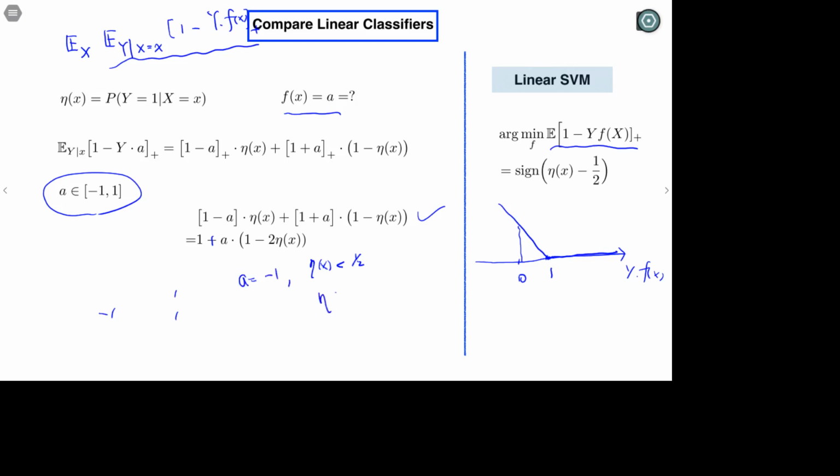If your eta x is bigger than half, then your 1 minus 2 eta x is going to be negative. Again, you want to minimize this, so you want to make your a positive, very large. So you get a is 1. So this is the optimal decision boundary learned by SVM if you give SVM a lot of data. It's just the sign of eta x minus a half. So the decision rule is almost the same as the Bayes rule. You look at every location x: if your eta x, the chance of y equal to 1, is bigger than the chance of y equal to minus 1, predict y to be 1, otherwise minus 1.